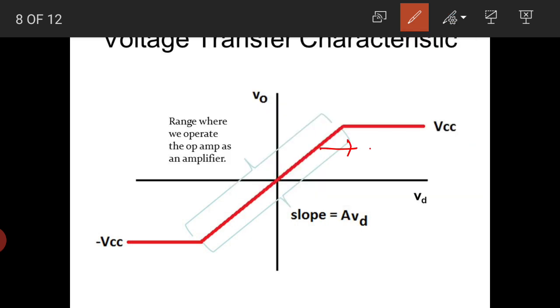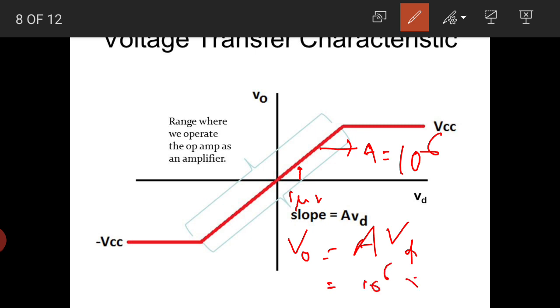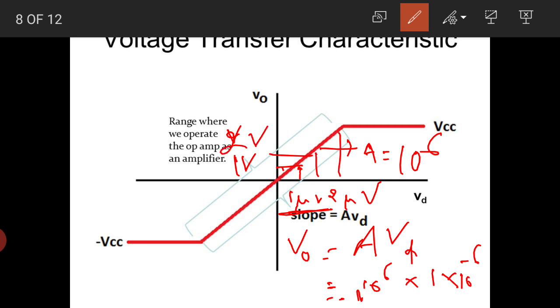For example, if A's value is 10 raised to power 6, and suppose Vd is equal to 1 microvolt, then the output V output will be equal to A into Vd, which means 10 raised to power 6 into 1 into 10 raised to power minus 6, which is a microvolt. So here the output comes out to be 1 volt. For this 1 microvolt, V naught will be equal to 1 volt. Similarly, if it is 2 microvolt, V naught will be 2 volt, and if it is 10 microvolt, the output V naught will be 10 volt.